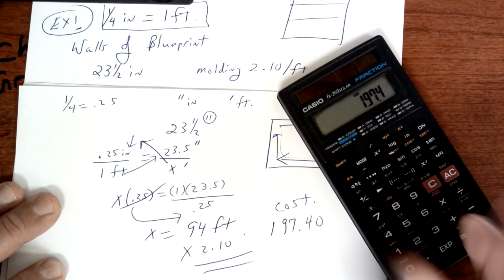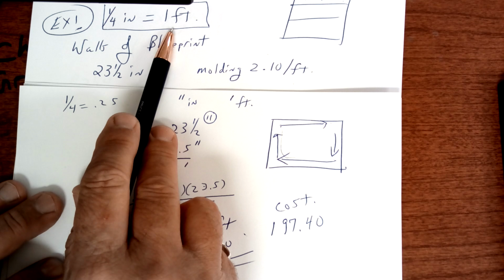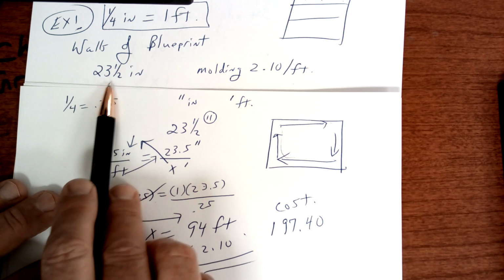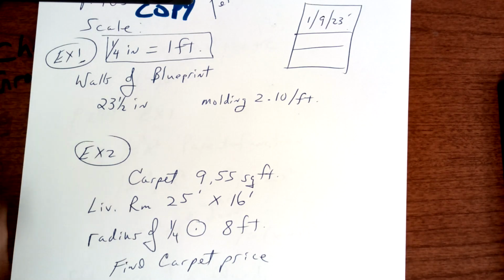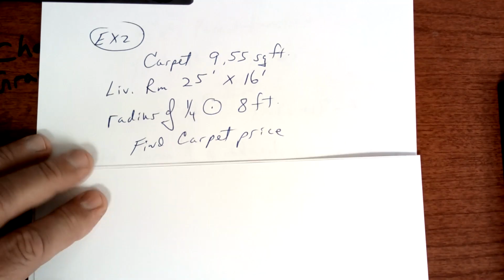Now remember, this is called your scale factor right here. Okay? And that's how you read a blueprint. All right? So on the blueprint, it was 23.5 inches. Let's take a look here at the next one. Okay, so I want you to draw this diagram.